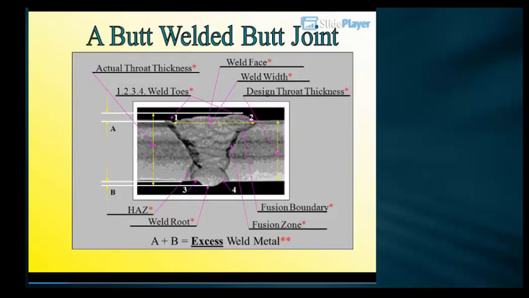Weld face. Actual throat thickness. Weld width. Weld toes. Design throat thickness. Fusion boundary. HAZ. Weld root. Fusion zone. A plus B equals excess weld metal.